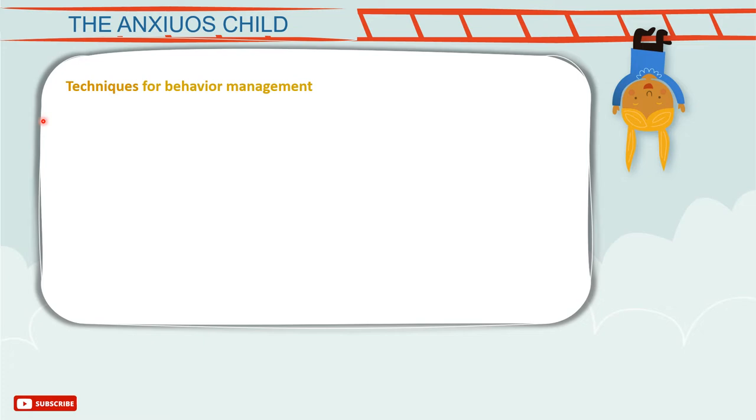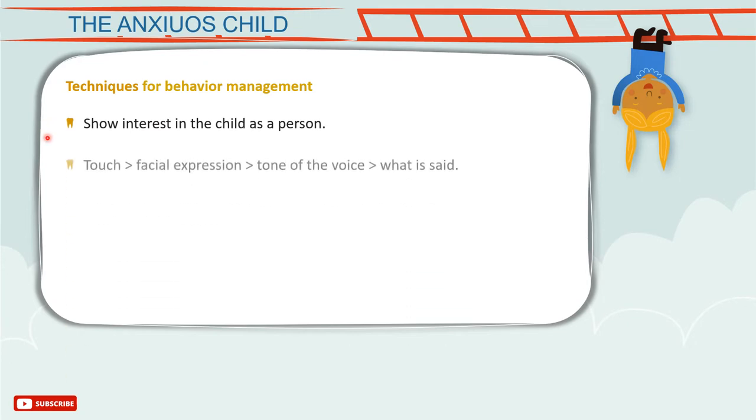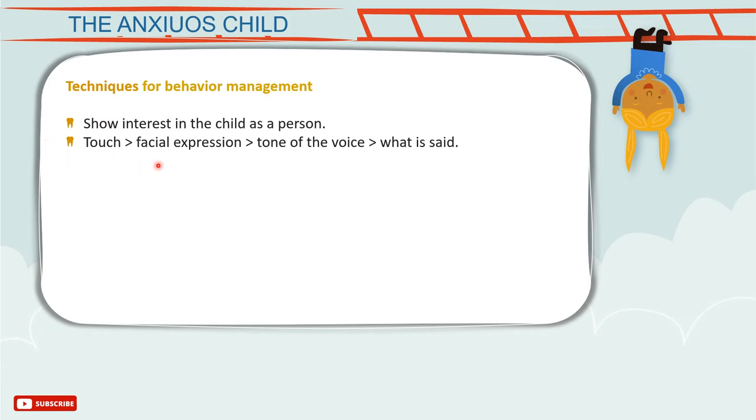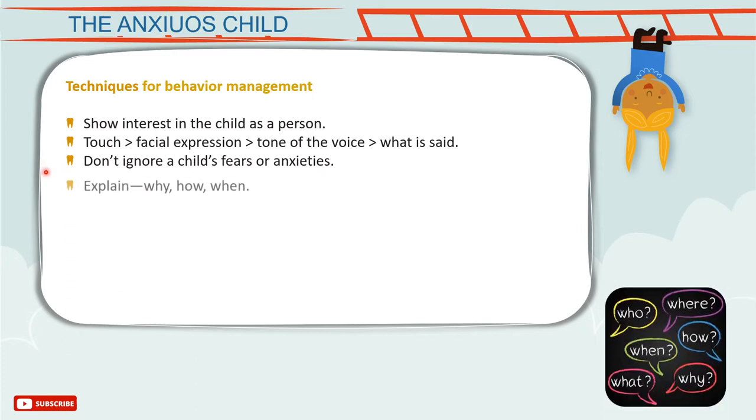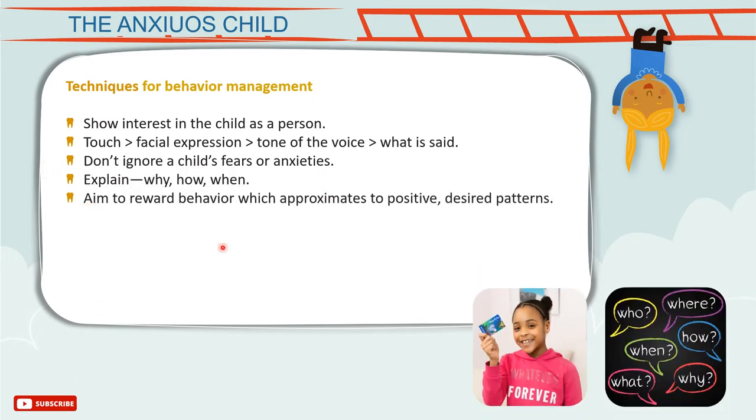General principles. Show interest in the child as a person. A child notices the dentist's behavior in the following order: touch, facial expression, tone of the voice, and then what is being said. Do not ignore a child's fears or anxieties. Explain why, how, and when. Aim to reward behavior which approximates to positive and try to ignore inappropriate or negative behaviors.